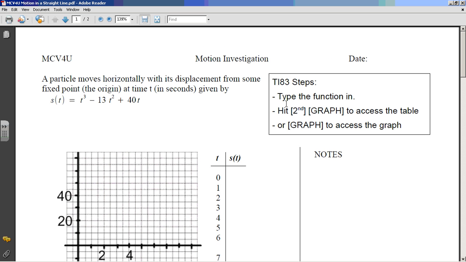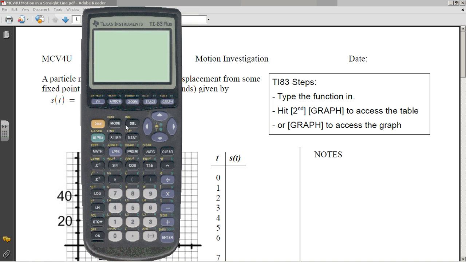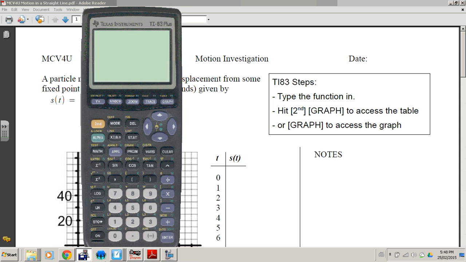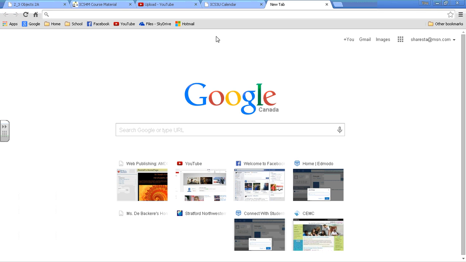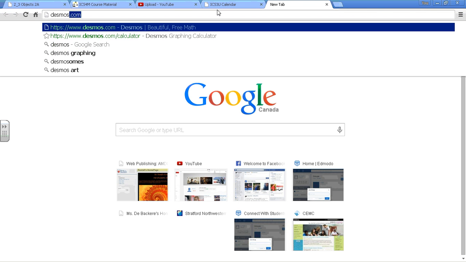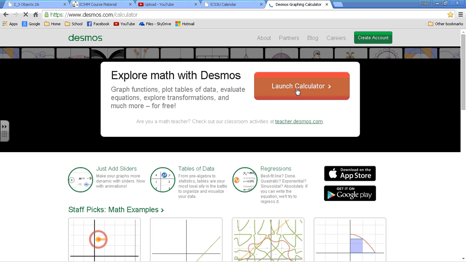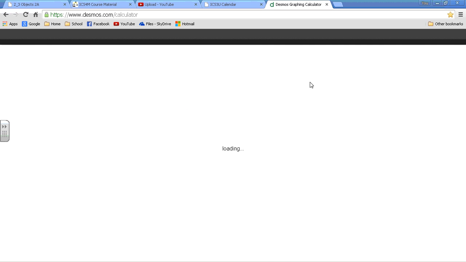Notice that it says you could use the TI-83, which I know you're not holding one, but remember from functions that we could download this, and this appears on my website somewhere. If you wanted to, you can also use Desmos. So remember Desmos, Desmos.com. And this is probably what you'll be using.